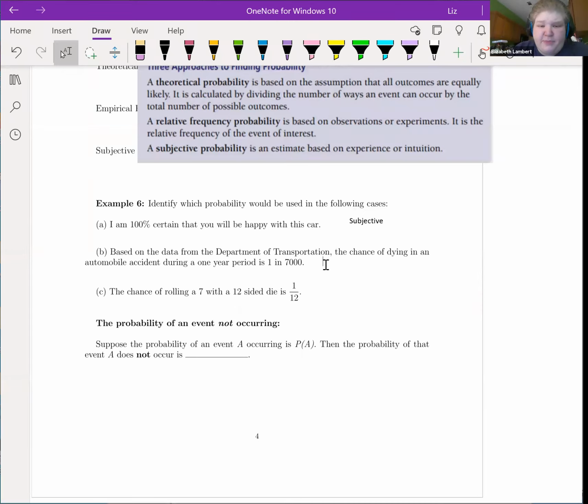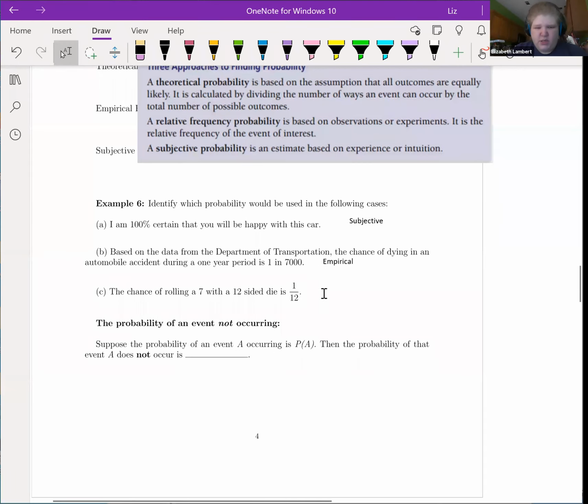Based on the data from the Department of Transportation, the chance of dying in an automobile accident during a 1-year period is 1 in 7,000. So they are giving us a probability there, 1 out of 7,000, but this is based on known data, known things that have happened. So I don't know what the theoretical is. Like, I don't have a good way of determining that, honestly, but based on the data, which is observed, so it's empirical. Or the relative frequency.